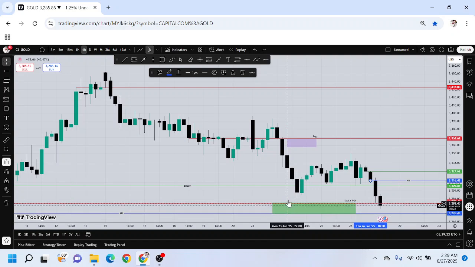We'll observe these two levels. This level will be broken for sure. We'll check this level, or we'll go to the daily and mark some levels below where we expect to see price reverse. But I don't want us to counter trend again.